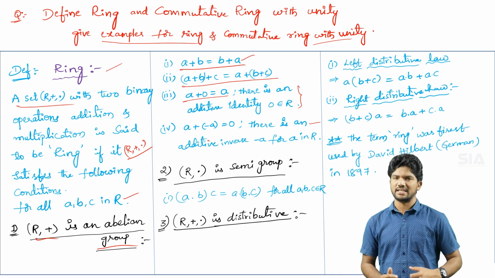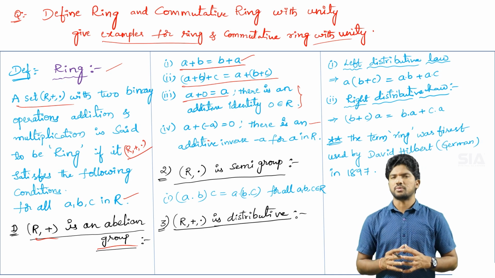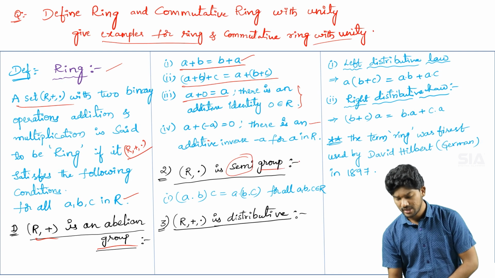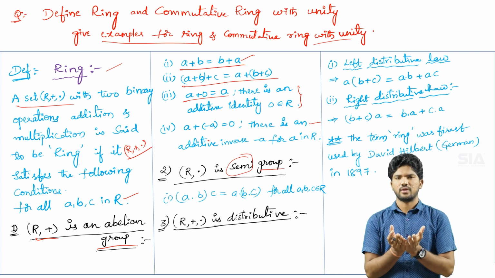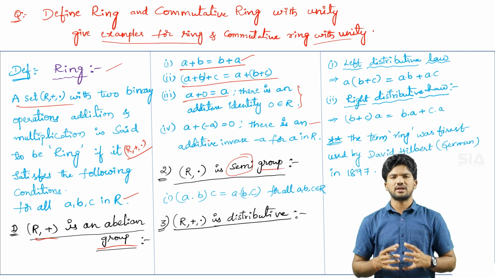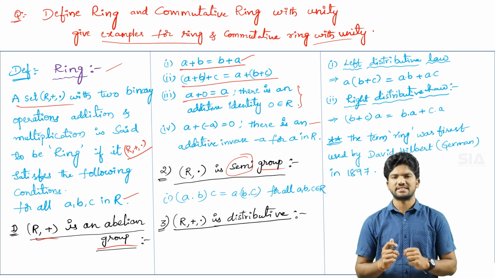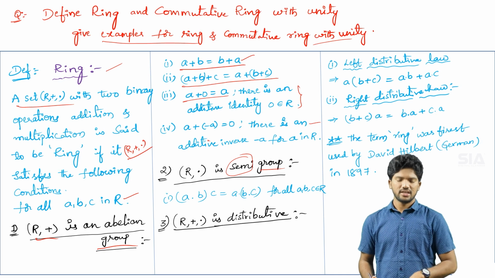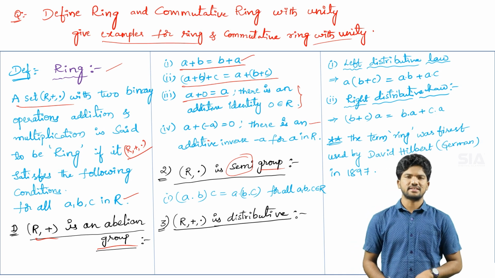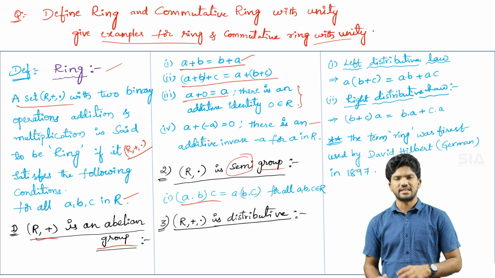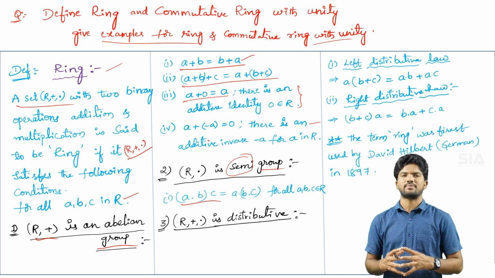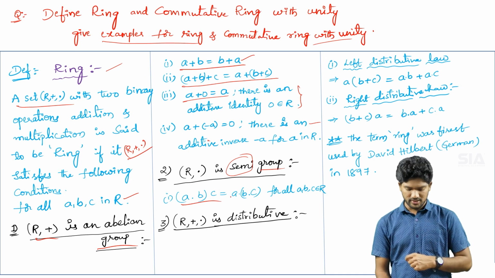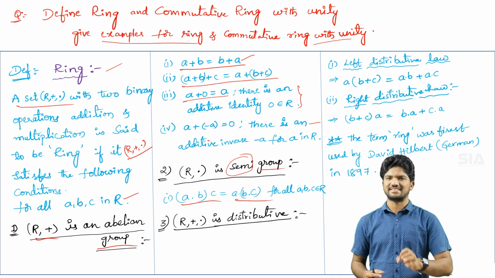Next, the second condition is that R is a semigroup. Semi is nothing but half, so half of the group, which is purely the associative condition with respect to multiplication. So R is a ring under multiplication whenever it satisfies the semigroup condition. That is, for any three elements a, b, c belonging to capital R, the associative product: (a into b) into c is equal to a into (b into c). This is the second condition.